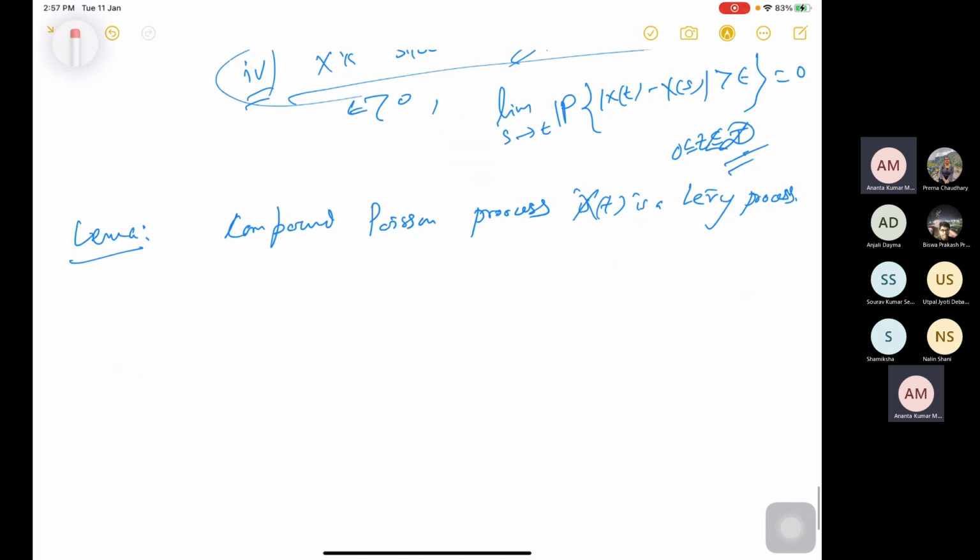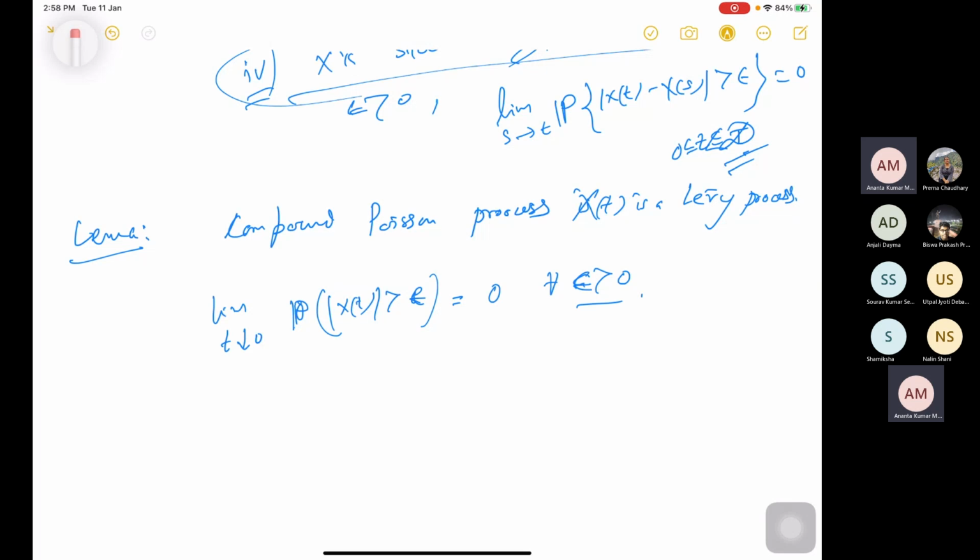To show that, it suffices to prove that the limit as t goes to 0 of the probability that X_t is greater than a is 0 for all positive a. Or you can put epsilon, without loss of generality, since it has independent increments and stationary distributions. So I need the limit as t goes to 0 of the probability that X_t is greater than epsilon to be equal to 0. If I show this, then it is enough to prove that it is stochastically continuous. How to prove it?